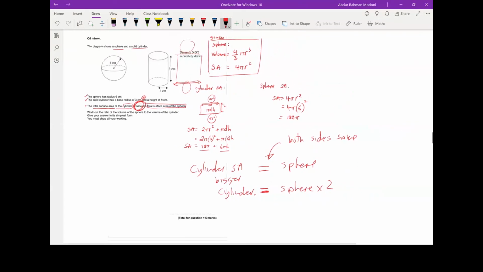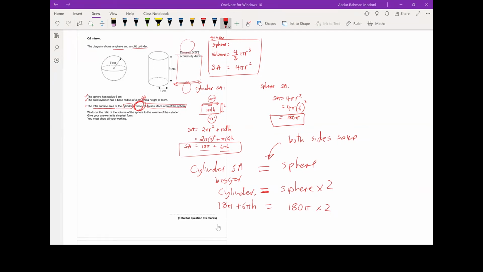Okay, so then how do I work with that? Well, do I know what my cylinder surface area is? Yep, there it is. So I'd write down 18 pi plus 6 pi h is equal to, do I know what my sphere is? Yep, it's that. But remember, I'm going to times that by 2, so it's 180 pi times 2.